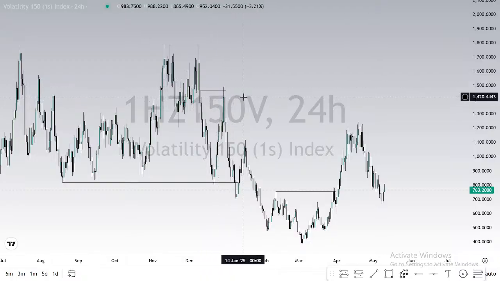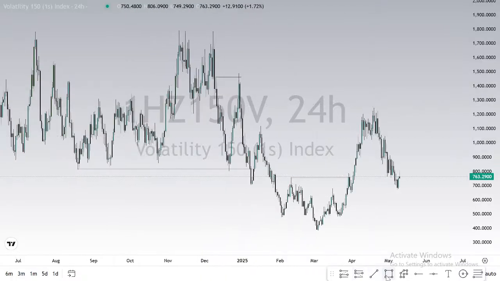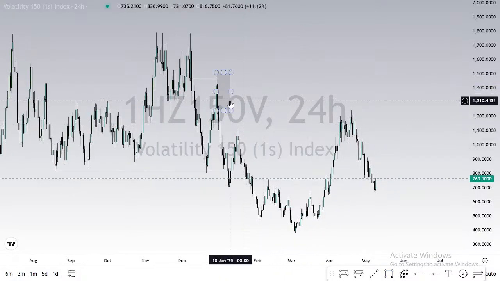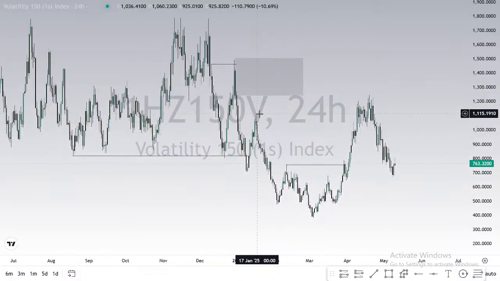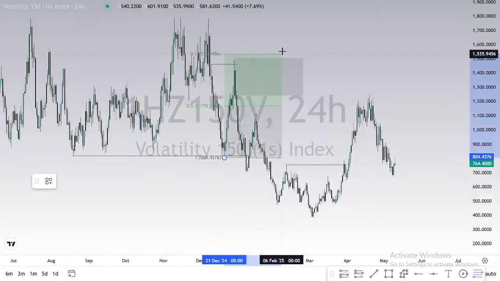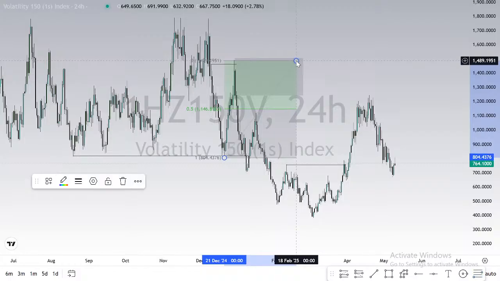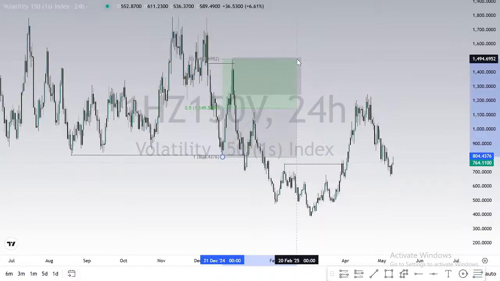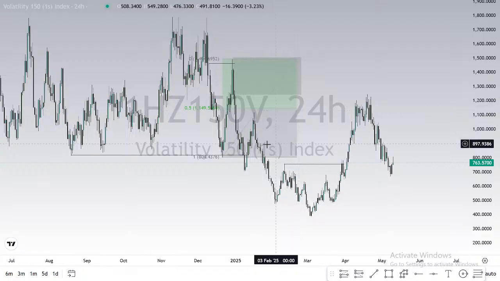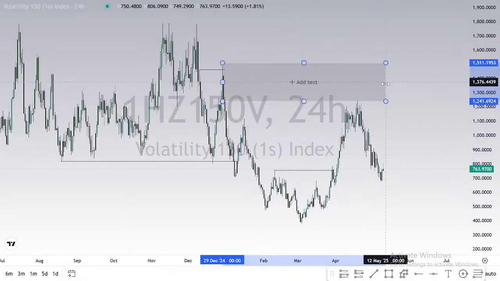This place has been filled, and the only place that is left untested was this particular sponsored candle, this sponsored candle here, right? You can see that this eye did not come back into it. Even if we are to measure it with a range, we did not get to 50%. So this sponsored candle is left unfilled. It is left untested. So we're going to mark that out.